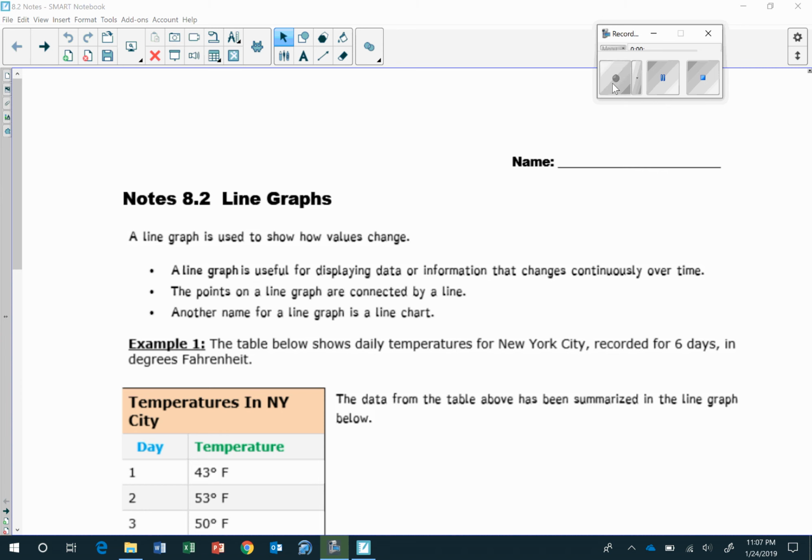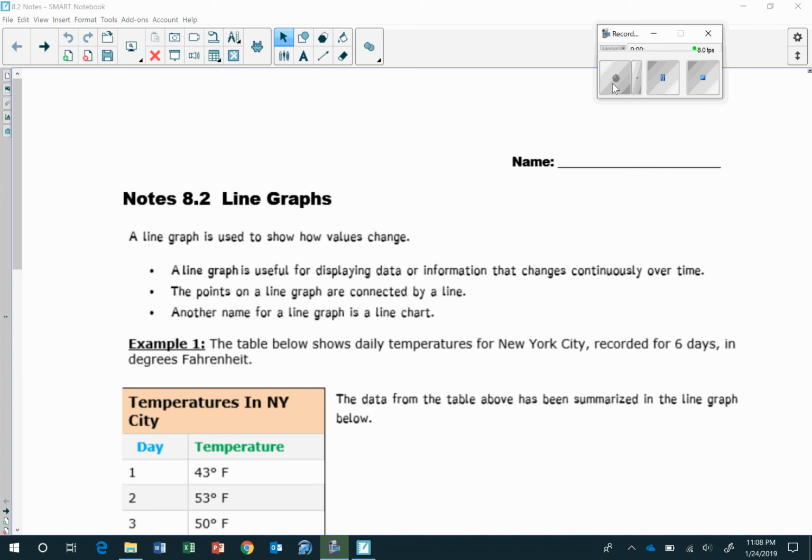All right, in 8.2, we are talking about line graphs. Again, continuing our unit on different types of graphs and plots. So a line graph is used to show how values change. A line graph is useful for displaying data or information that changes continuously over time. The points on the line graph are connected by a line. Another name for a line graph is a line chart.